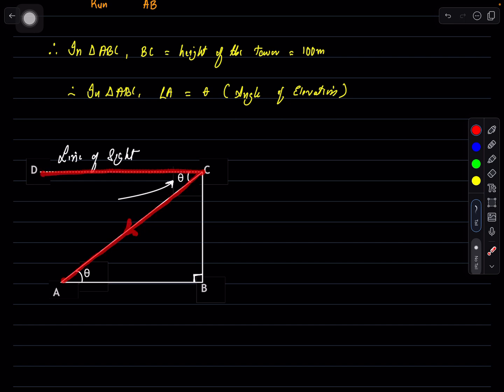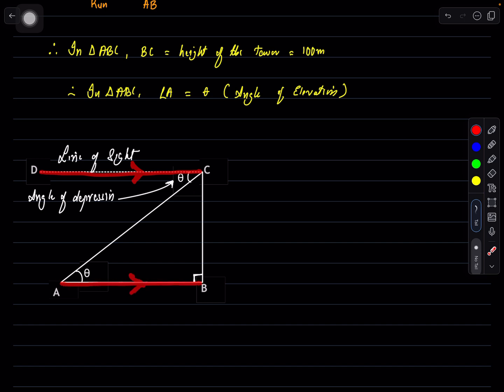Hence, with respect to CD, which is the horizontal, which is also our line of sight, this angle that we're making is going downwards. Thus, angle theta for us is the angle of depression. So here I want to talk about angle of depression. Now, since we know that the horizontal, which is CD, or the line of sight, is parallel to AB.